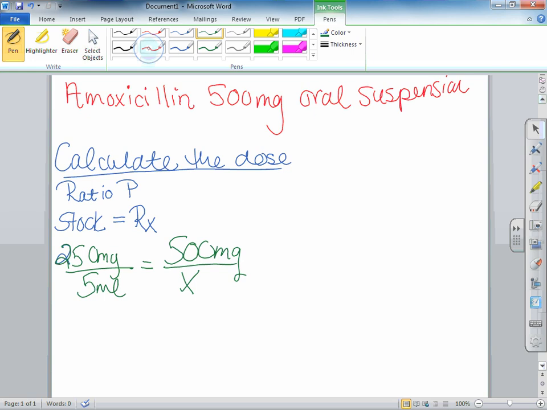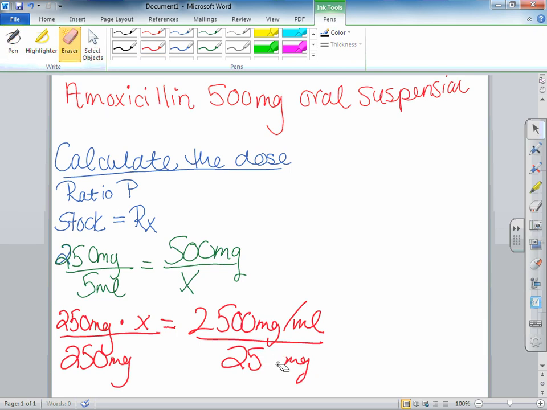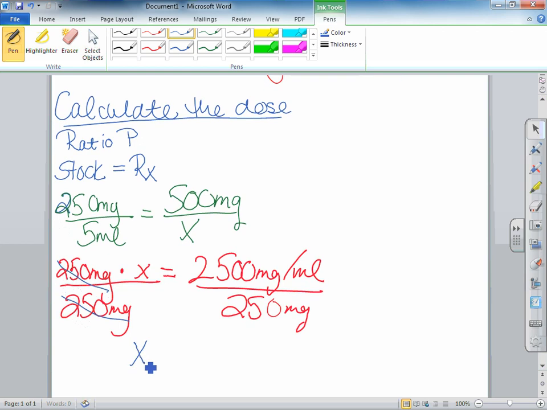So now you can just solve the problem where you take 250 milligrams times X equals 500 times 5. You're going to calculate that. 500 milligrams times 5 is what? I think that's 2,500 milligrams per milliliter. To get X by itself, you're going to divide 250 milligrams on both sides. I think I have an extra 0 right there. Going to divide 250 milligrams on both sides. As you can see, 250 milligrams crosses out on the left-hand side, leaving you with X. Milligrams cross out on the right-hand side, leaving you with milliliters.